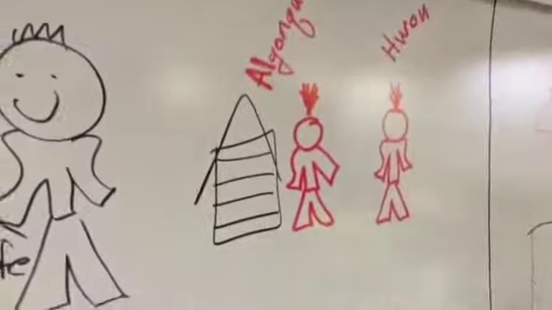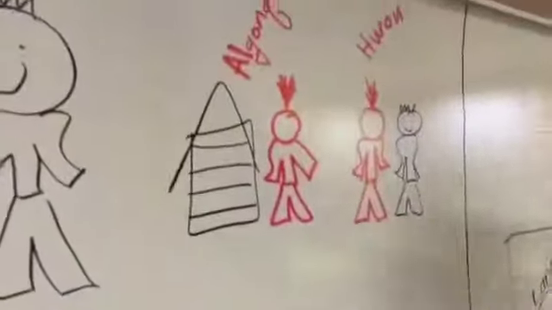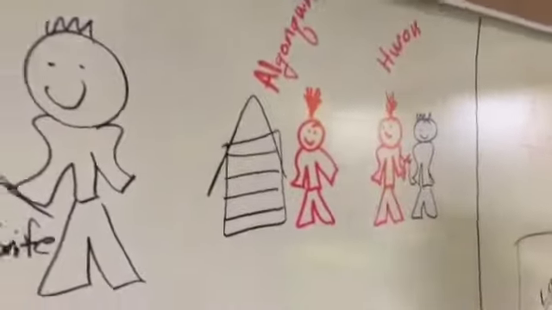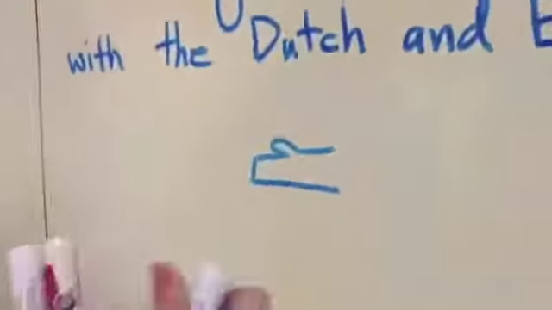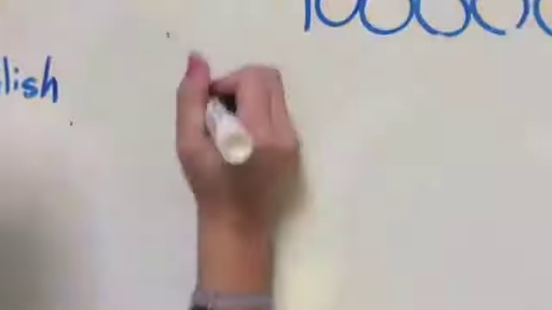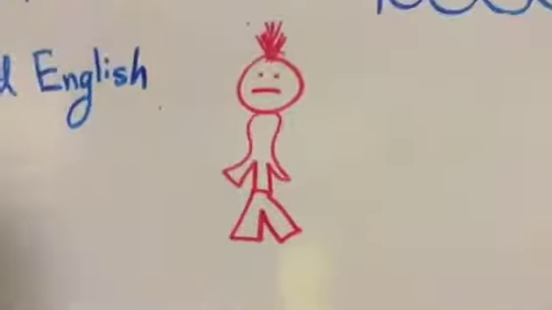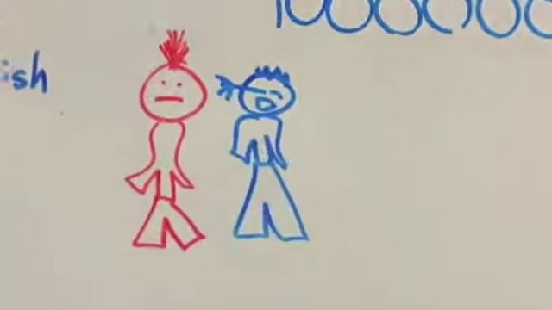Native American groups allied themselves with the two European powers, the British and the French. Huron and Algonquin tribes allied themselves with the French, while the Iroquois allied with the Dutch and later the English. These alliances caused a war between France and England.